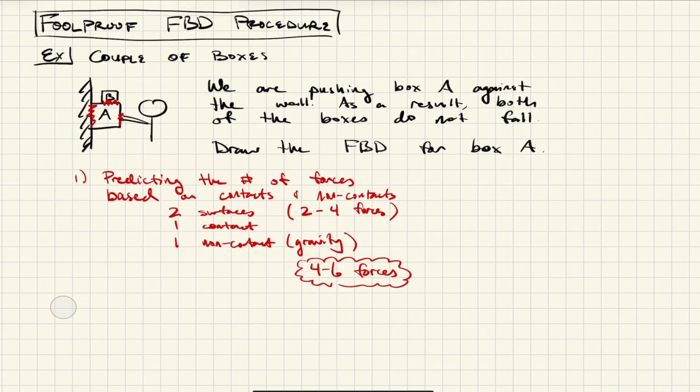So step 2 is to start the FBD with non-contact forces. If I draw my free body diagram on the right-hand side of the page here, I know that there is going to be a single non-contact force. Let's draw the dot in a better location. Perfect. I know there's going to be one non-contact force, and it's just going to be gravity. These boxes aren't charged, so they're not applying an electrostatic force on each other or anything like that. And so I can draw my gravitational force like this, right?